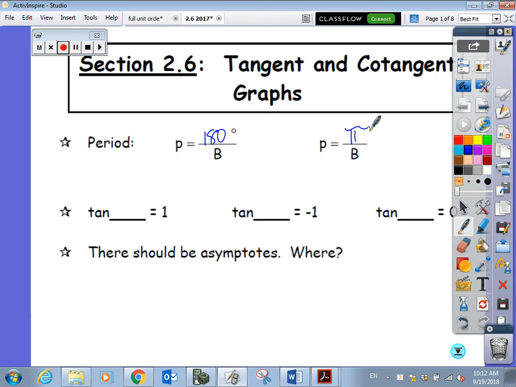Now today it's going to be easy because you're just doing tangent and cotangent. But when you're studying for your test next Tuesday, now they're all mixed up. Now some periods are 2 pi, some are pi. So you're going to have to remember that.